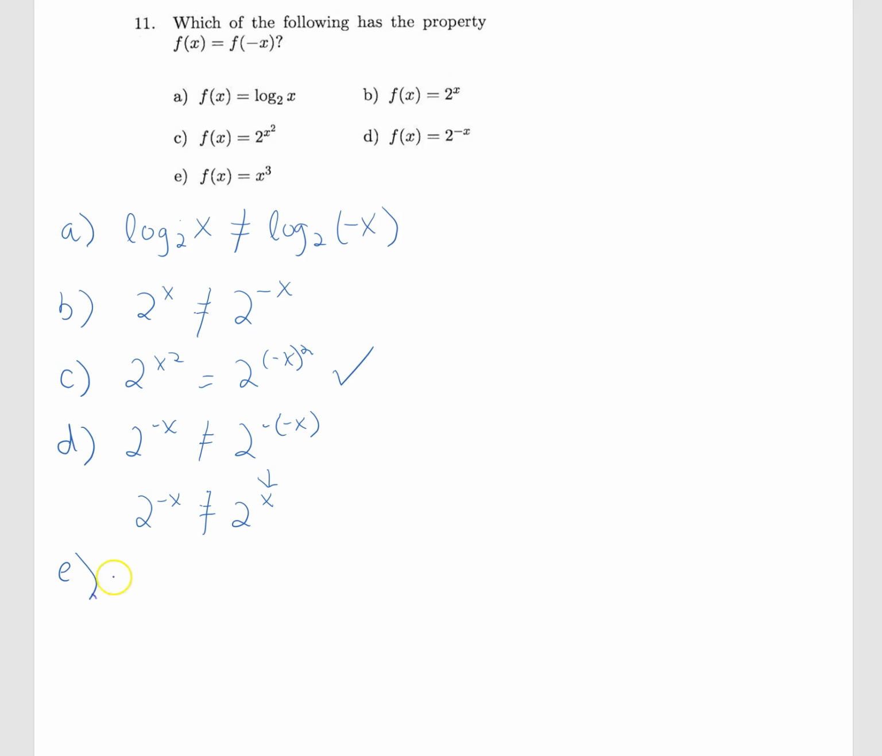In answer E, what we have is x cubed should equal negative x cubed. And we can see that this won't work because x to the power of 3 is going to be a positive number, whereas negative x to the power of 3 is going to be a negative number. So these two sides won't equal to each other, and E doesn't work either. So this can make us confident that C is the right answer. I'm going to circle it here. C is the right answer to 11.